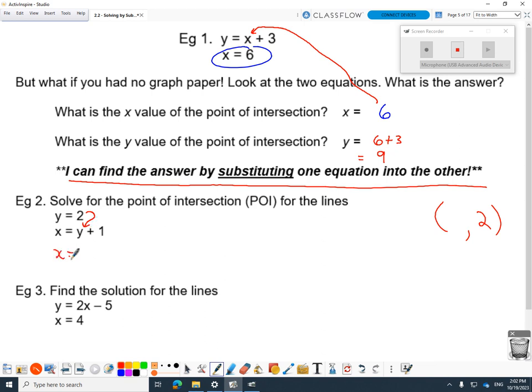So x equals 2 plus 1. And what's 2 plus 1? 3. Now I've got the point of intersection. If somebody graphed those two lines, they'd find out they meet at (3, 2). Now, if you think that's easy, you're like, why are you making such a big deal about this? That seems pretty straightforward. There's an example coming.